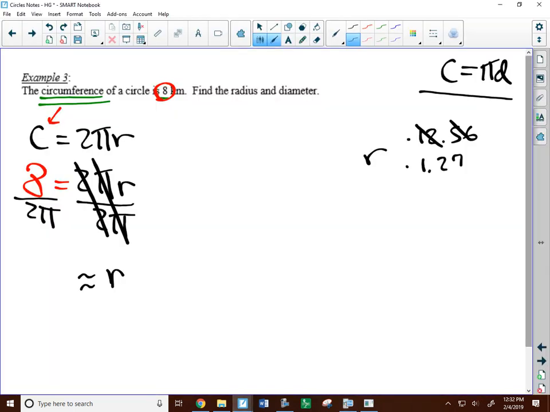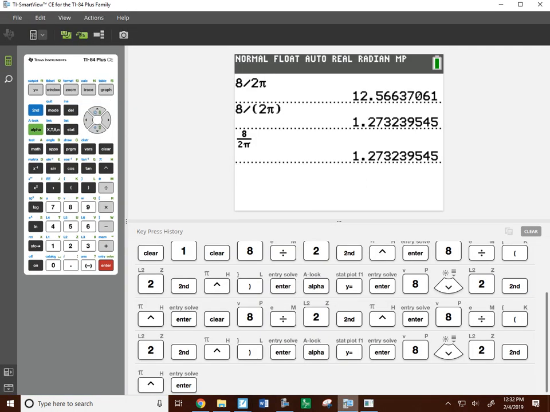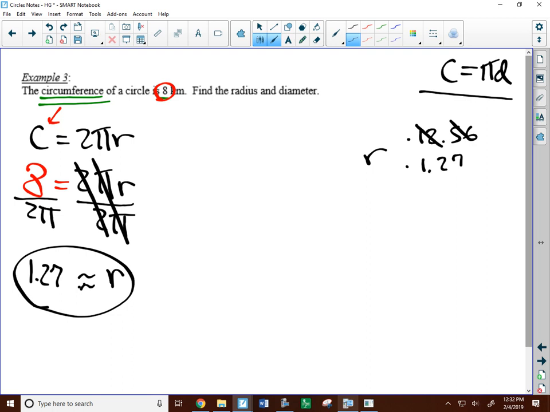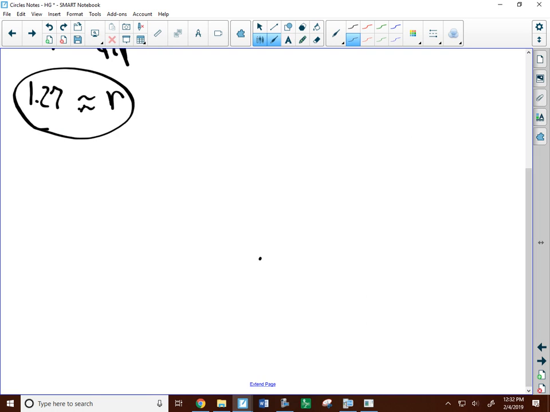The other thing you're going to notice me doing from time to time here is I'm going to put about equal to, because we rounded. It's not really, it's 1.27 32. Okay, so it goes on. So you're going to see me use about equal to. Okay, and then the diameter is double the radius. So if I just times that by 2, I get 2.54.